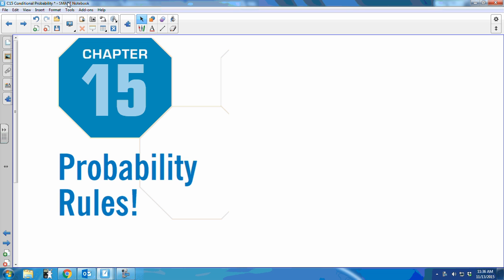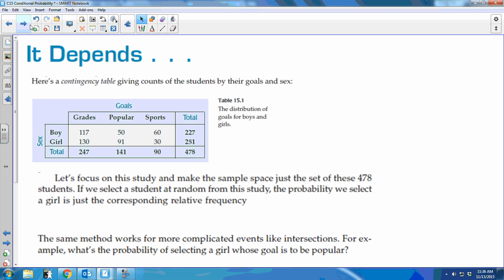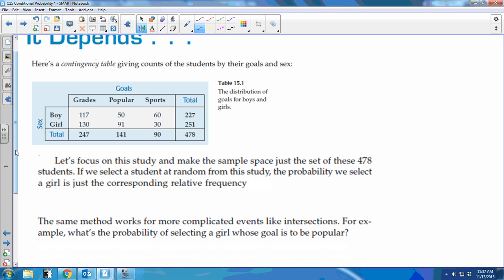And then we're going to talk about what happens when you don't have a two-way table and you just have probabilities, and how you can use a new formula to answer some questions. So, for example, here's a contingency table giving counts, and it has students by gender and then their goal in school, whether that be good grades, to be popular, or to be good in sports. So, we're going to go through and answer some of these questions.